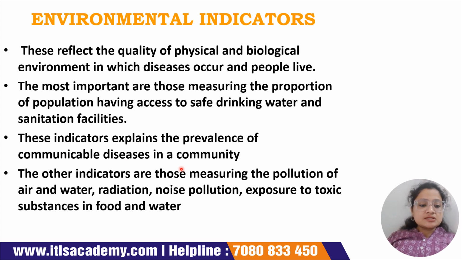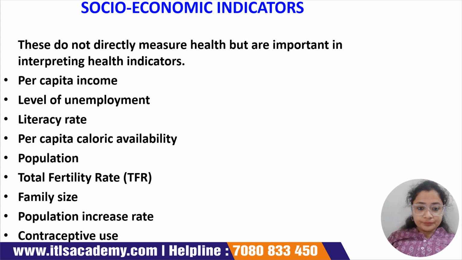These indicators explain the prevalence of communicable diseases in a community, because communicable diseases means the infectious diseases which are easily transferred from one person to another via direct or indirect physical contact. It spreads in a much more wild manner if there is a lack of sanitation facilities. The other indicators are those measuring the pollution of water and air, radiation, noise pollution, and exposure to toxic substances in food and water.